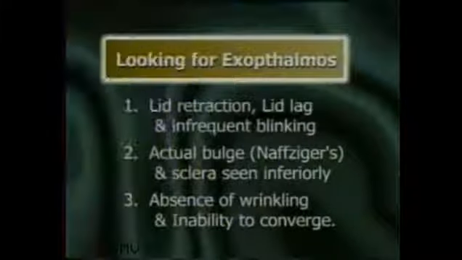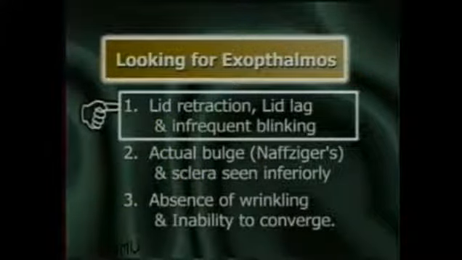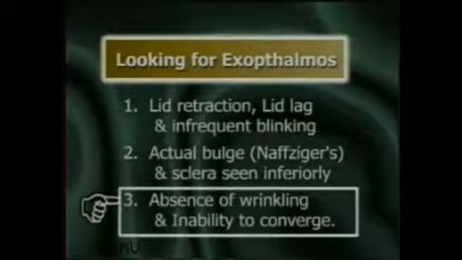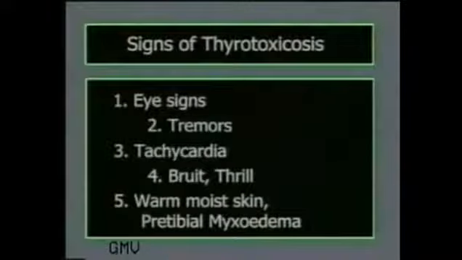To revise, look for lid retraction, lid lag and infrequent blinking. Look for actual exophthalmos by Nafziger's method and visibility of sclera beneath the inferior limbus. Then look for wrinkling of forehead, that is Geoffroy's sign, and test convergence, that is Mobius sign. We are examining for the signs of thyrotoxicosis, and we have now studied the eye signs in thyrotoxicosis.